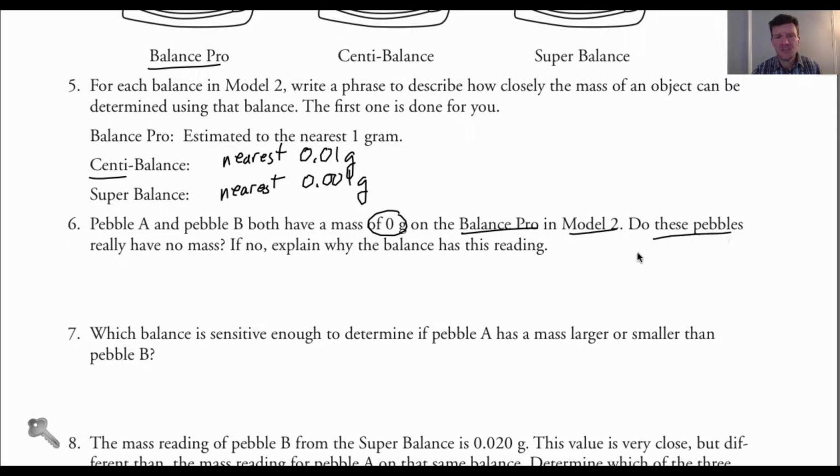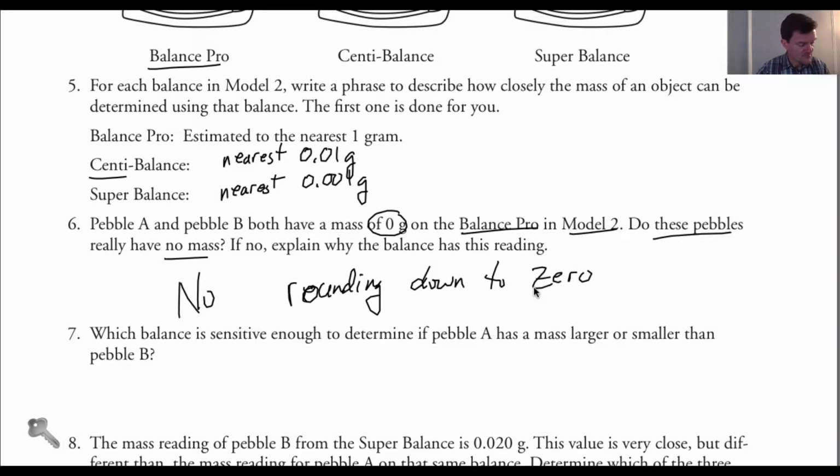Pebble A and Pebble B both have a mass of 0 grams on the Balance Pro in Model 2. Do these pebbles really have no mass? Well, no, of course not. It's just that it is rounding off to 0 because it is not a half a gram or bigger. If it was a half a gram or larger, it would round up to 1. But it is rounding down to 0. It's just that it's not precise enough. It's not sensitive enough to measure the mass past the nearest gram.